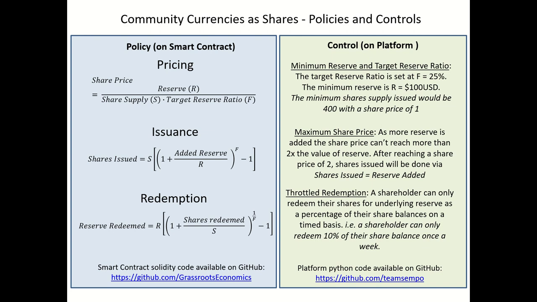Right. And on the control side, we set a maximum share price, so we don't want shares to jump too high. Right now we're setting a maximum share price of about 2 times the value of the reserve. So the share starts at a value of one, and then it goes up to a value of about two. After that, shares issued are just equal to the reserve being added.